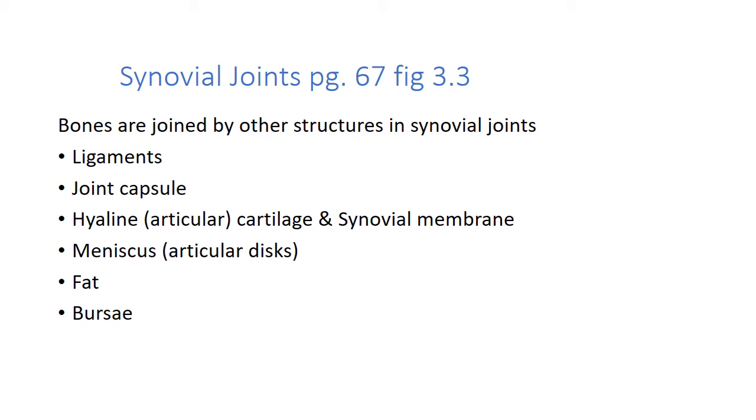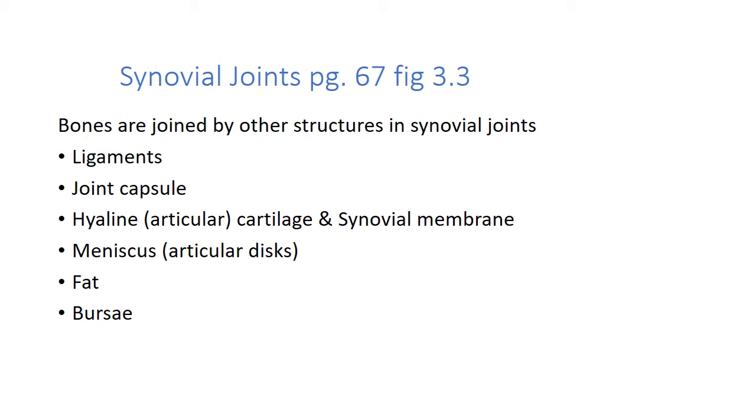The meniscus, singular is meniscus, plural is menisci, are articular discs. The meniscus usually separates the joint cavity into medial and lateral parts. And you should refer to page 67, figure 3-3. There's also a certain amount of fat in the joint, called intra-articular fat. And again, that serves to cushion the joint as well.